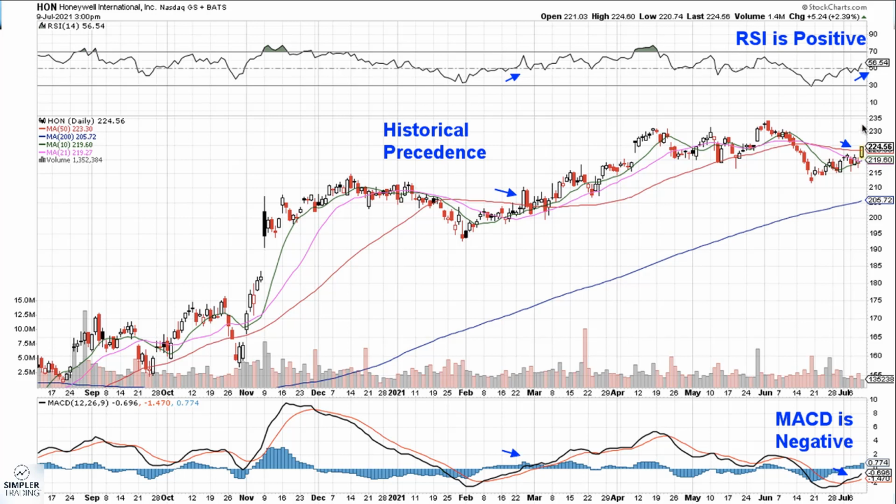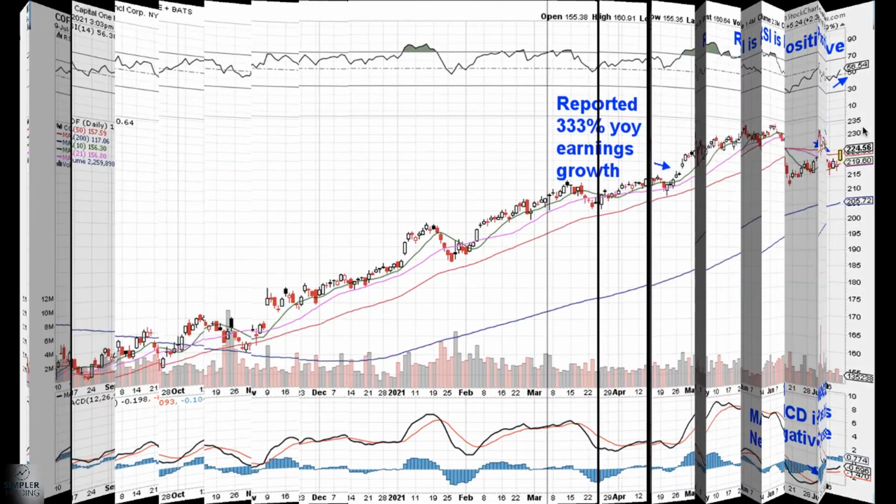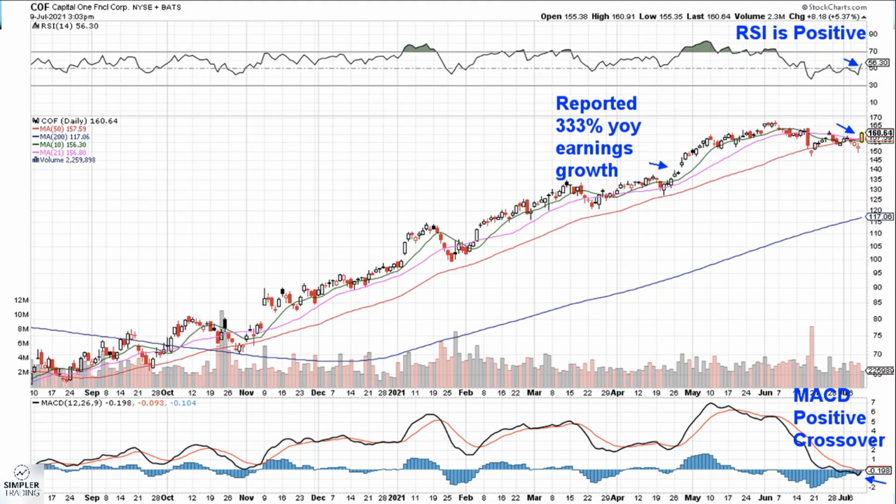Next up is Capital One. COF is the ticker symbol, and they are a consumer lender.